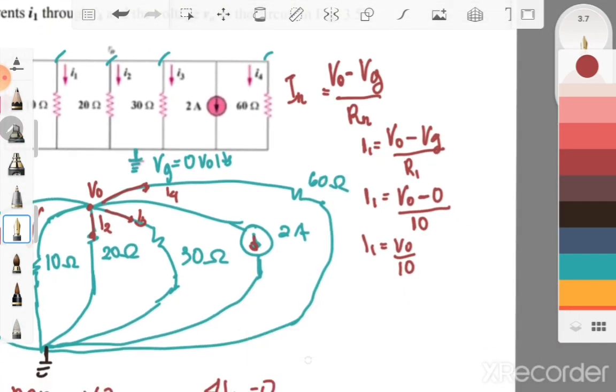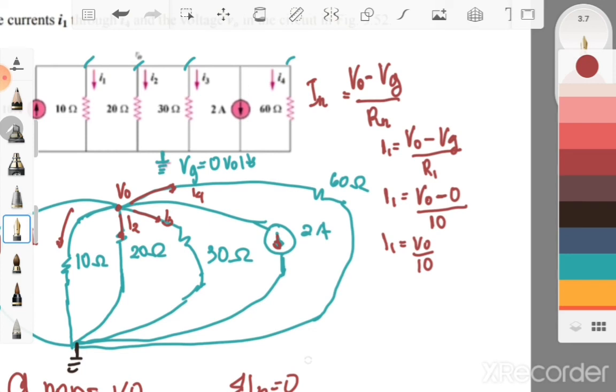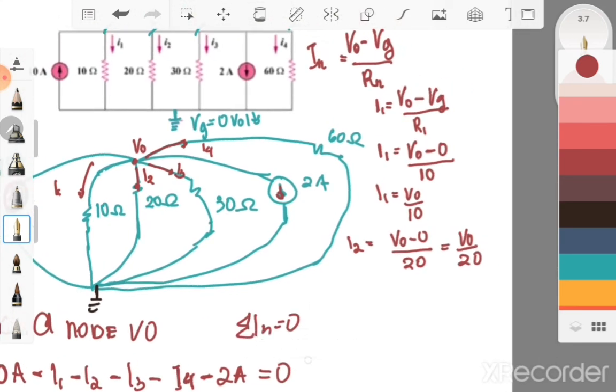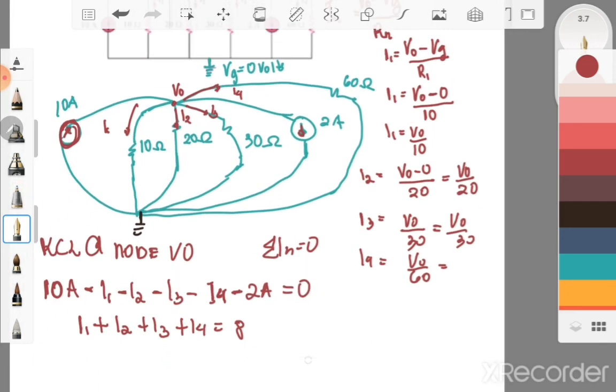Right? And then it follows. Your I2 is equal to VO minus 0 divided by 20. Therefore, your I2 is equal to VO over 20. And then next is my I3, which is equal to VO all over 30, right? VO minus 0 divided by 30. So we have VO over 30, and your I4 is equal to VO over 60, right? VO minus VG, or VO minus 0, all over 60. So these are our currents.